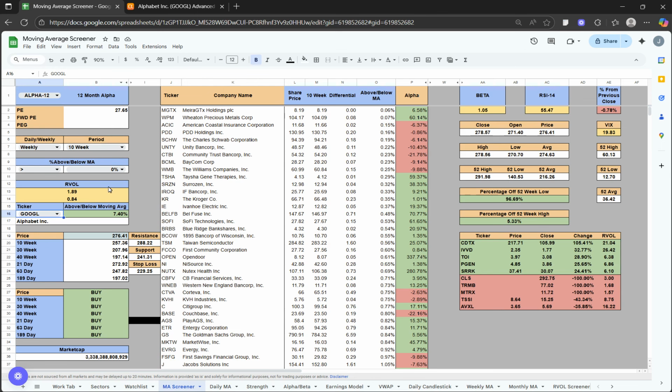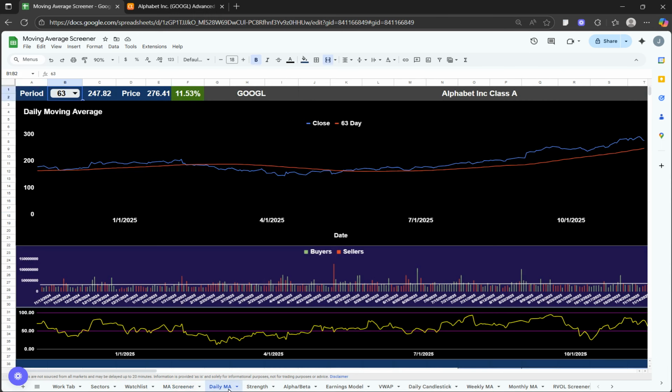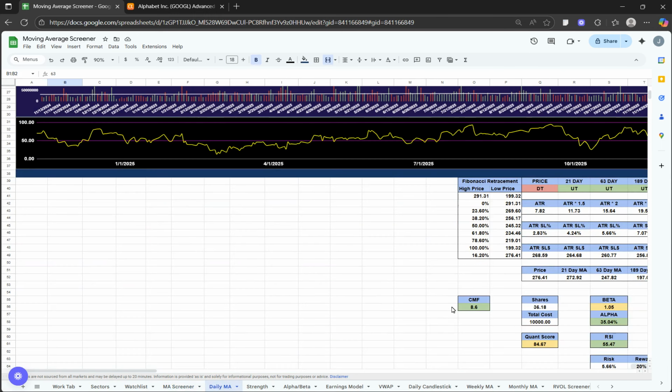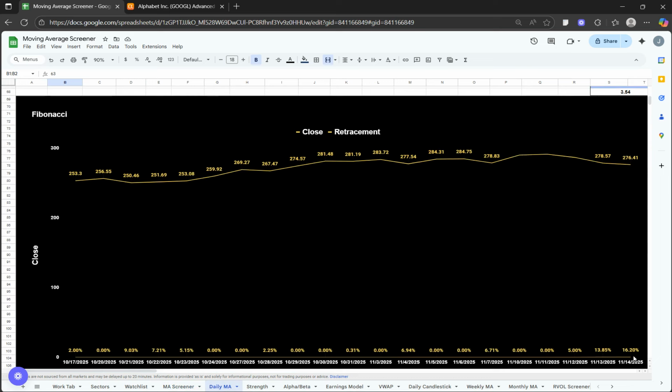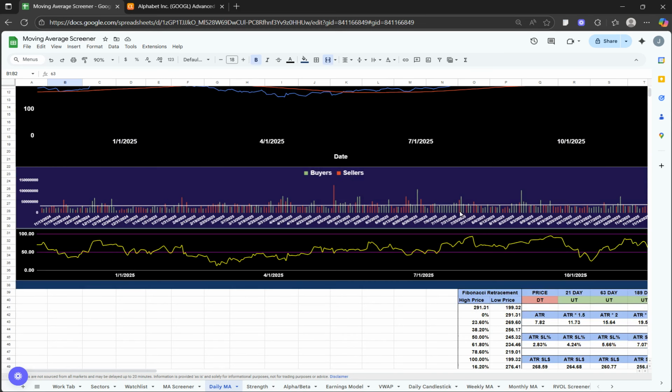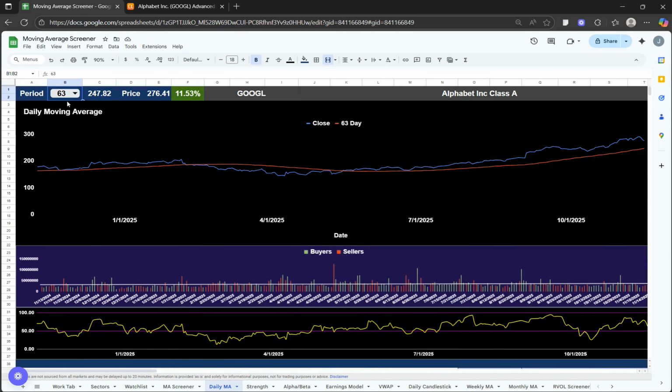If we look at the chart here, the table here, we are in a perfect uptrend on our daily moving averages. We go down to our Fibonacci retracement. We're at the 16% level, and Google has also been a very strong stock because we have not seen it pull back this much. This is the most since 10/17 that it has pulled back, 16% on Fibonacci, and that's on a 63-day time frame because I have it linked to whatever time frame I'm looking at here.